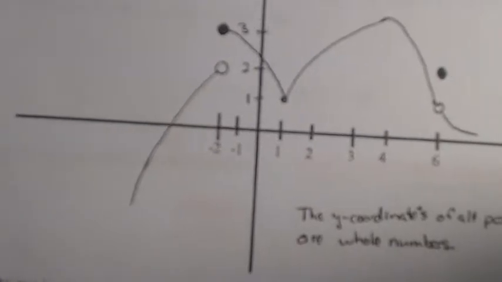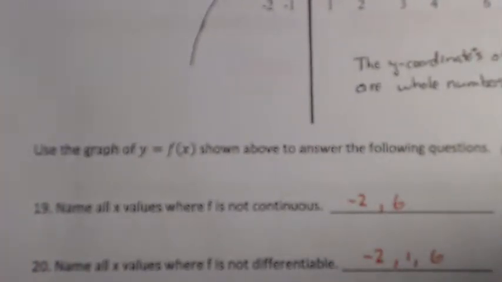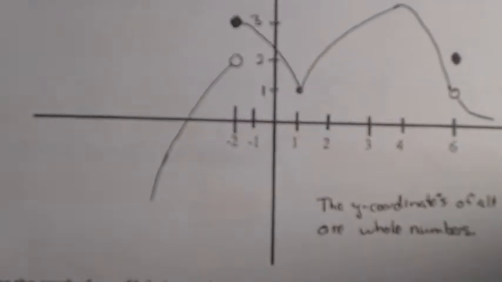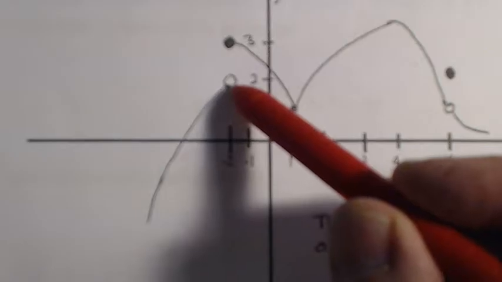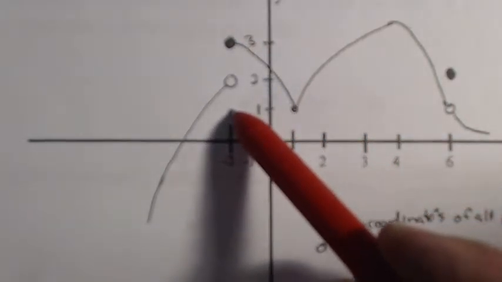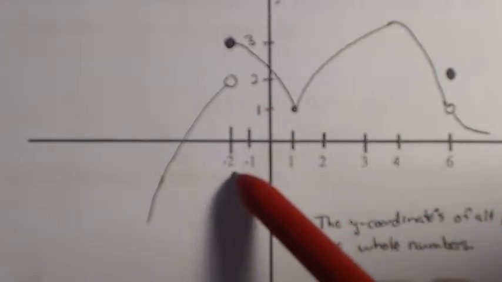On this last page, we're trying to reason from this graph the answers to some of our questions. Your first question was to name all the values where f is not continuous. So we're looking for discontinuities, places that if we were drawing the graph, we'd have to lift up our pen, and we'd have to do that twice. Right here, the graph jumps from 2 up to 3, and then it continues along its way. So there's a discontinuity called a jump discontinuity at x equals negative 2.